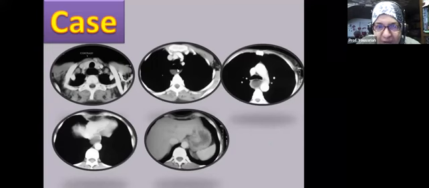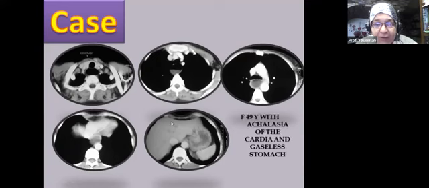Now we have a fluid level at the second image, then fluid dilating the esophagus, then again, lower down, fluid dilating the esophagus. We don't see any lesions, we don't see any masses. And then the stomach is totally airless, which is a very important sign of achalasia. So this is a case of achalasia of the cardia.